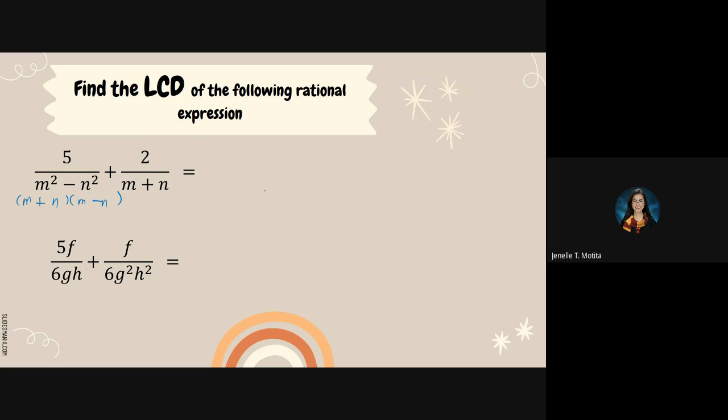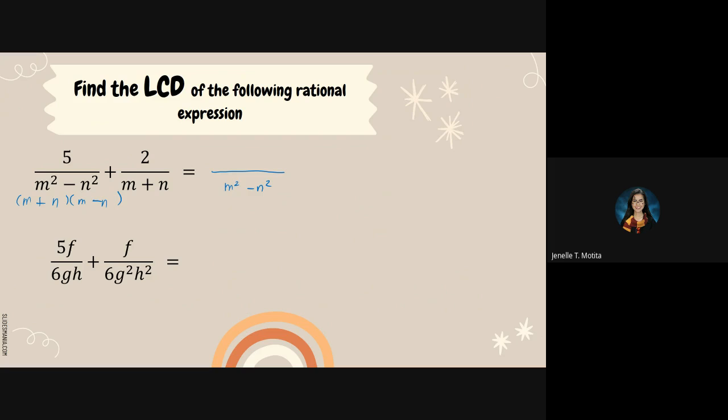So what is the LCD for this rational expression? Since m plus n is already a factor of m squared minus n squared, no need to multiply m plus n with this one. So you can simply have m squared minus n squared, and that is already your least common denominator.